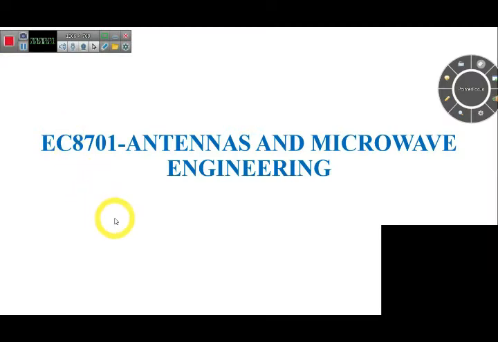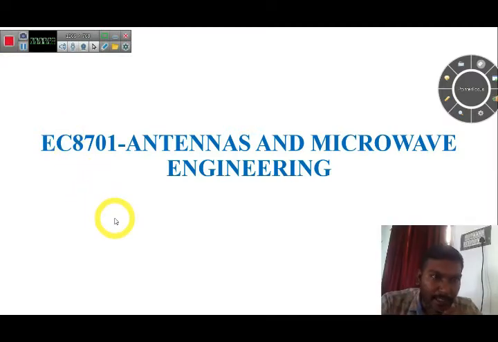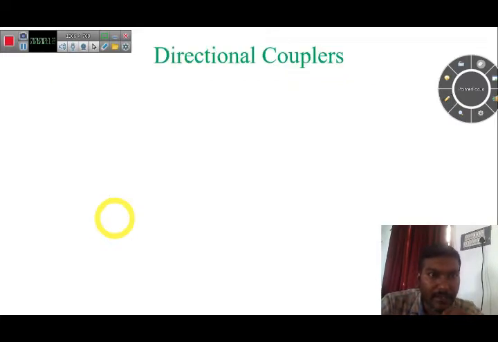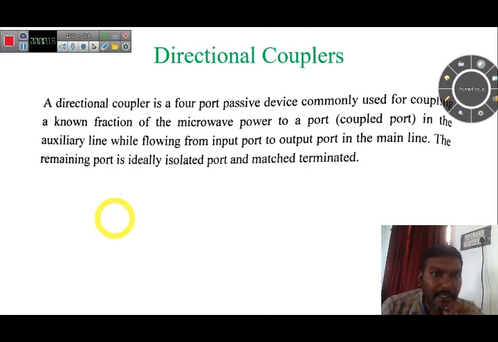Hello everyone. Today we will see one topic from EC8701 Antennas and Microwave Engineering, unit number 4, passive and active microwave devices, which is the syllabus. We will see one topic called directional coupler. It's an important one. A directional coupler is a four-port device, right?